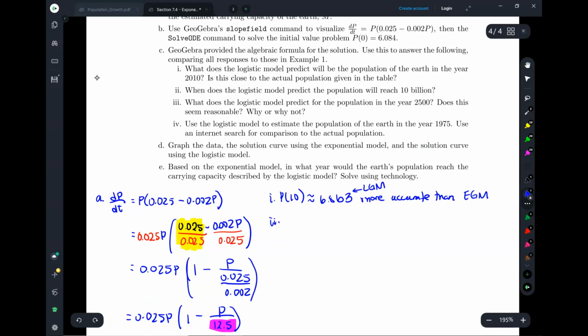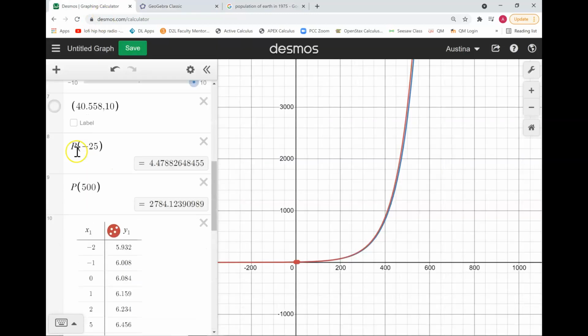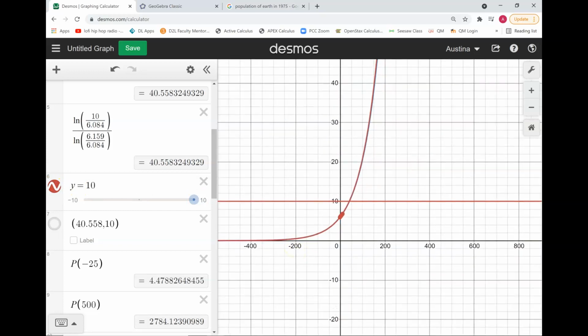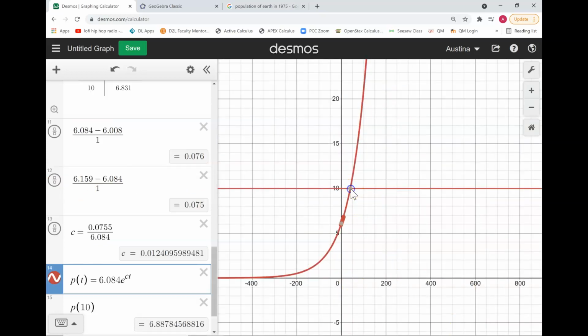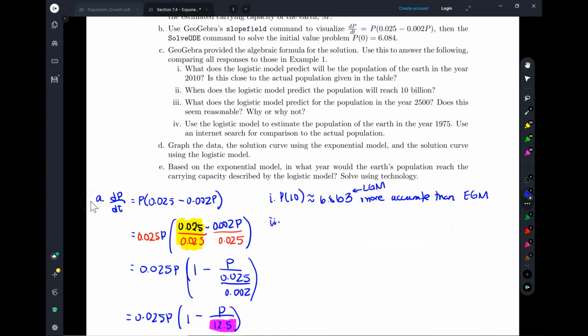Part 2 says, when does the logistic model predict the population will reach 10 billion? And we're just going to go ahead and use GeoGebra to solve this. So go ahead and put in y equals 10. So very similar to what we did in Desmos earlier, right? When we put in 10, and then we just looked for the intersection point. So we did that earlier. Ended up being about 40 years later, so 2040. But with the logistic model and GeoGebra, we'll do intersect, select. It doesn't matter what order you do this in, just make sure you select both curves at some point. And we get about 57.577.